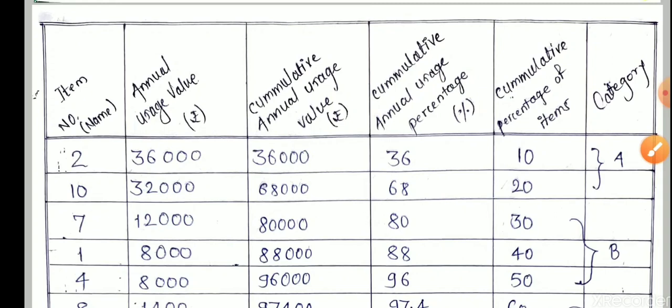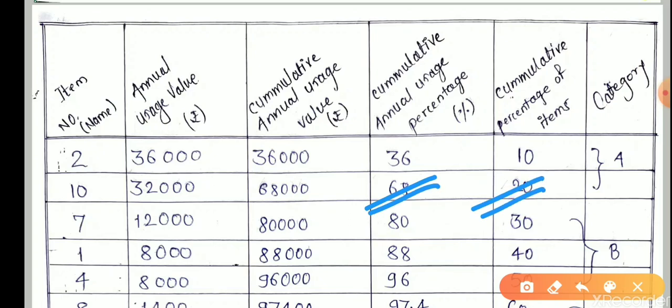How do we do the categorization? As we discussed in the previous lecture, A items have 70% of annual usage value and 10% of item consumption. Here it may become 10%, 15% or 20%. It's not a hard and fast rule that it must be exactly 70 and 10. It may vary: 70 may vary to 50, 60, or 90 or 95%. On average, we take 70.